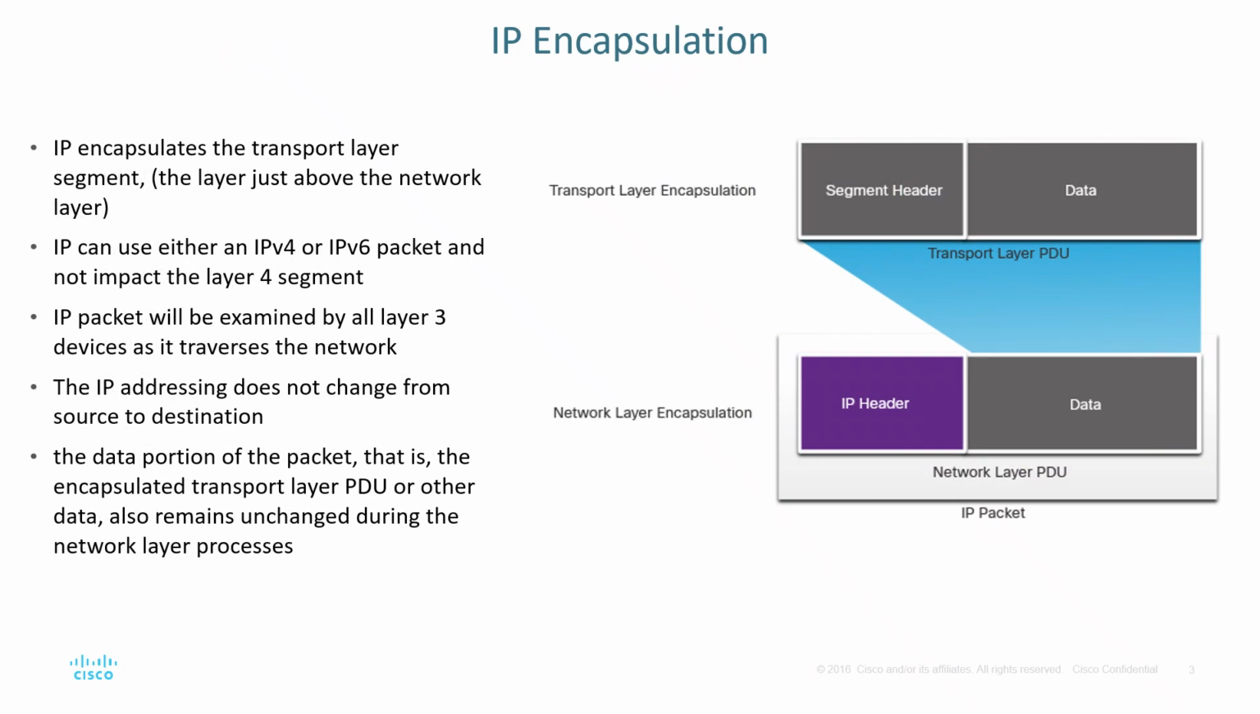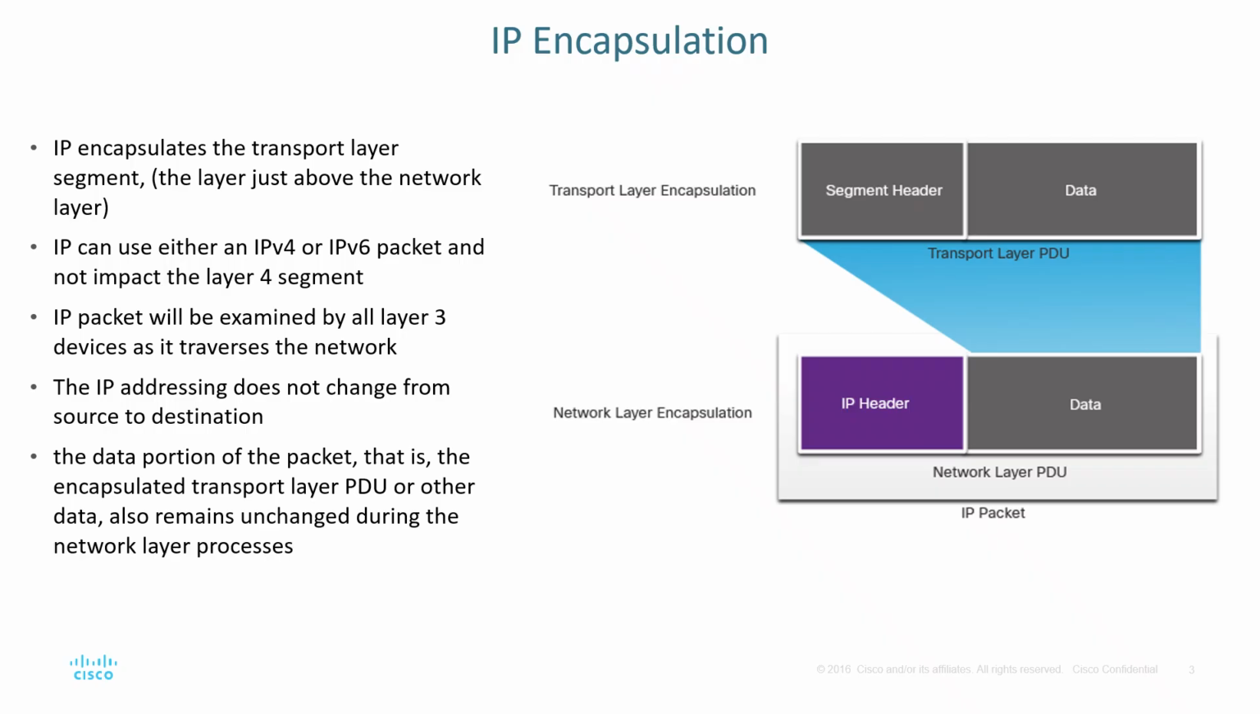Now, IP encapsulates your transport layer segment, the layer just above the network layer. IP can use either IPv4 or IPv6, and it will not impact the layer 4 segment. So remembering, anything that happens at one layer does not impede another layer. Doesn't mean they don't interact with each other, because they certainly do.